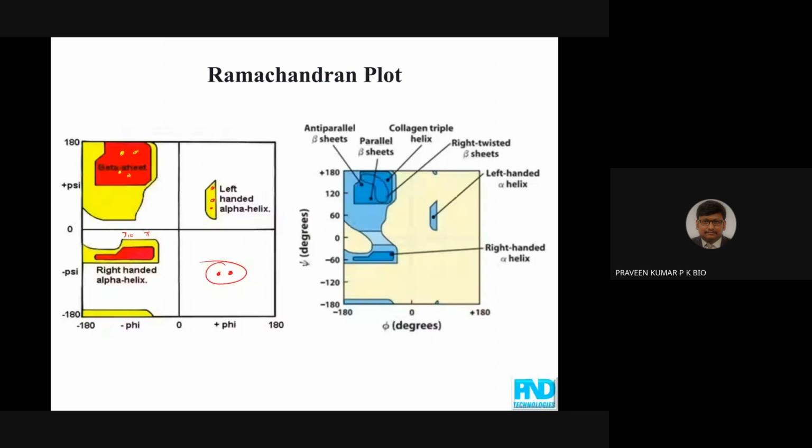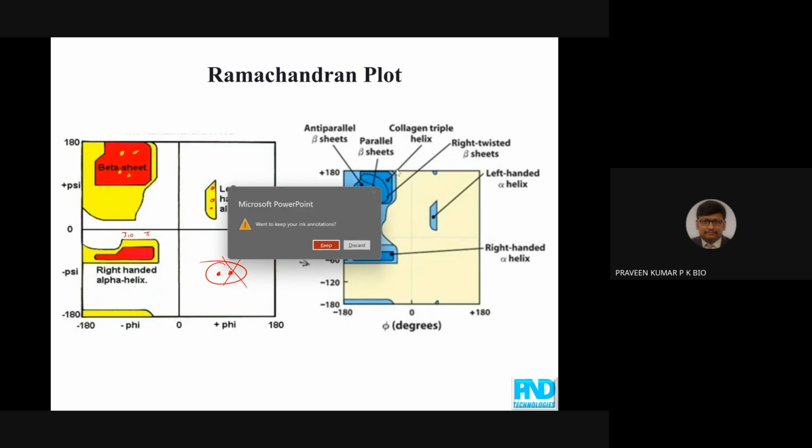Similarly, you can see antiparallel and parallel beta sheets. Like this, you can find all the secondary structures, such as the alpha helix. This is how you can decide what amino acids contribute to what structures. Got it? These are not contributing to any structure, so this is unfavorable.